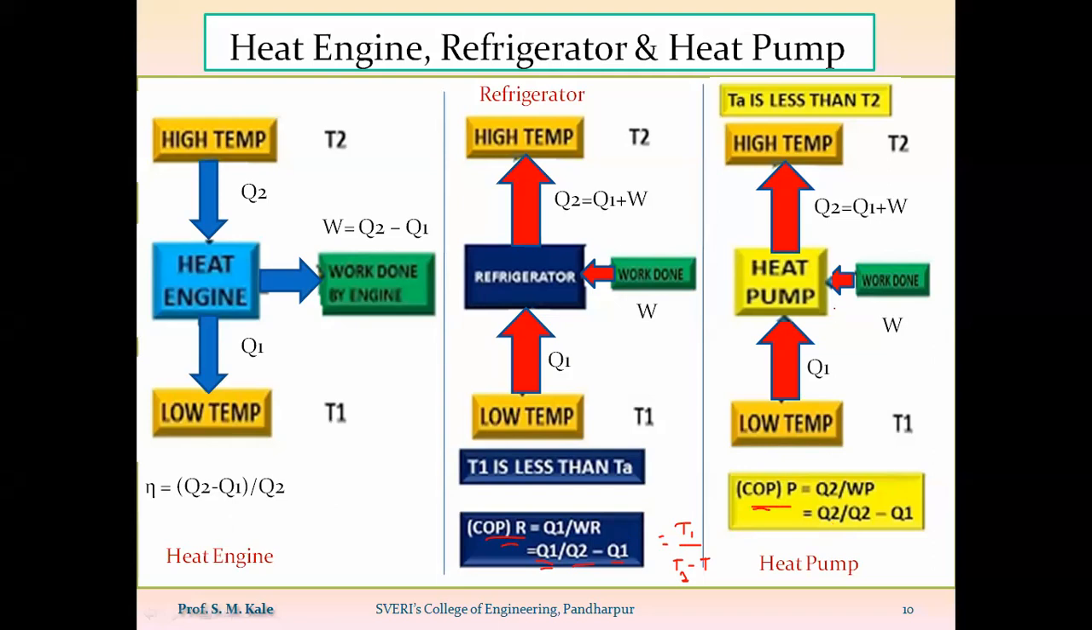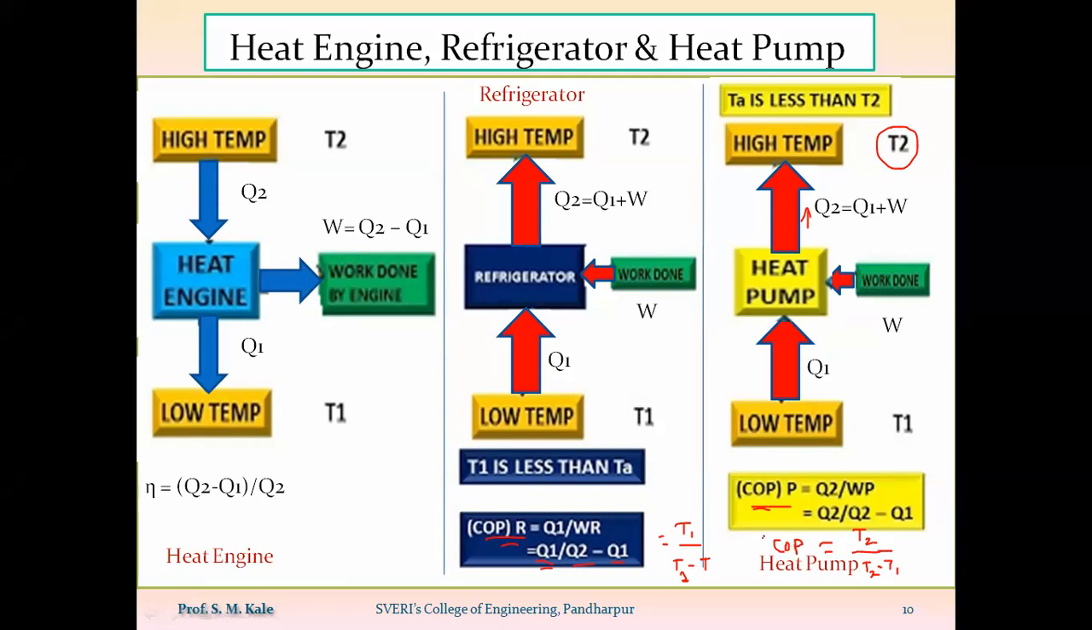Q2 divided by Q2 minus Q1, because our main intention is to reject the maximum amount of heat. So this is the formula in terms of heat. In terms of temperature, instead of Q2 I will write T2, so the formula is T2 divided by T2 minus T1. That is the COP of heat pump.